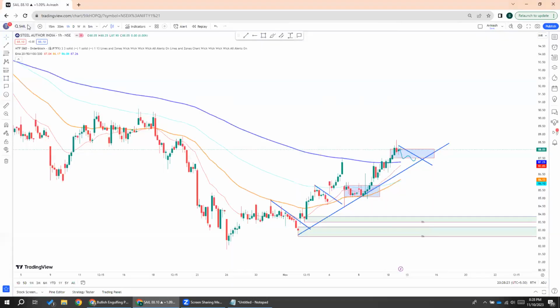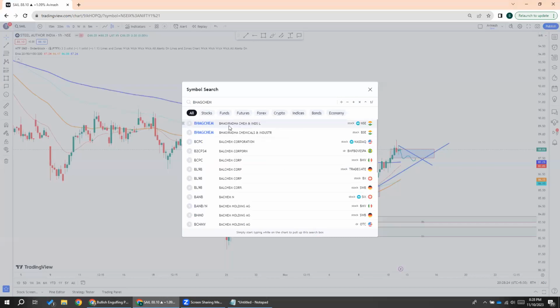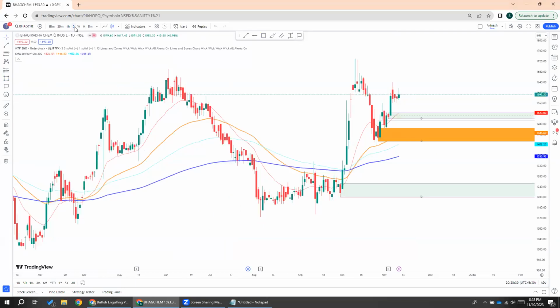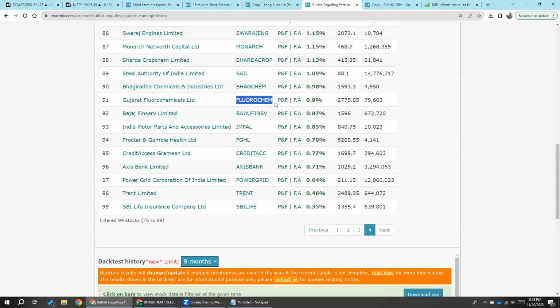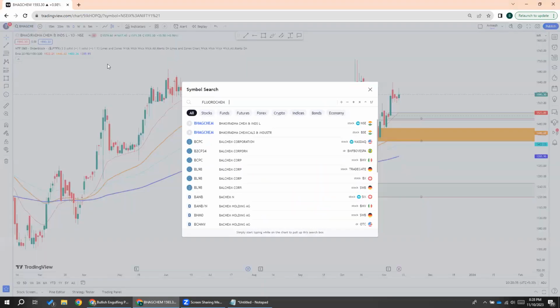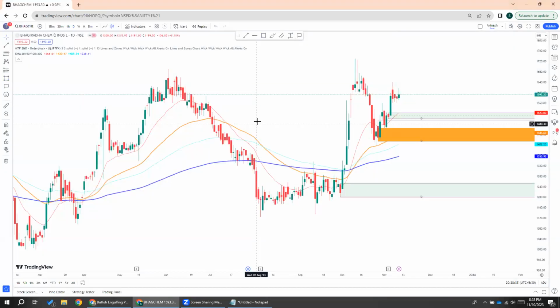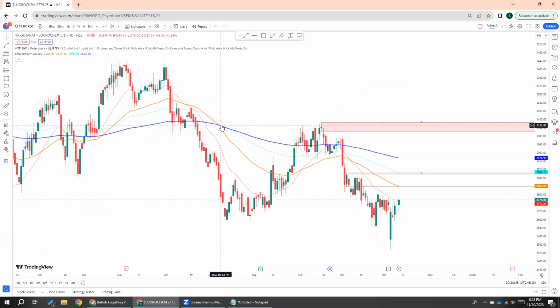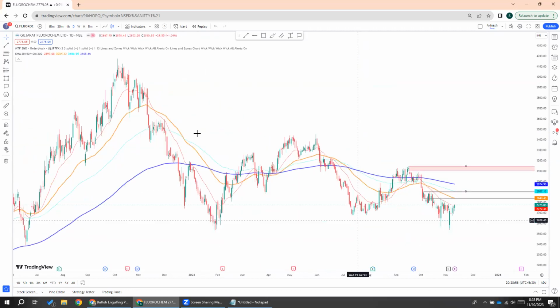Bahab Chemical. Doing good. Not fully convinced. Lawrence came. Wow, this is a nice pattern. Those who are interested and can afford to buy the 2000 stock can think about this. This is really a good setup.